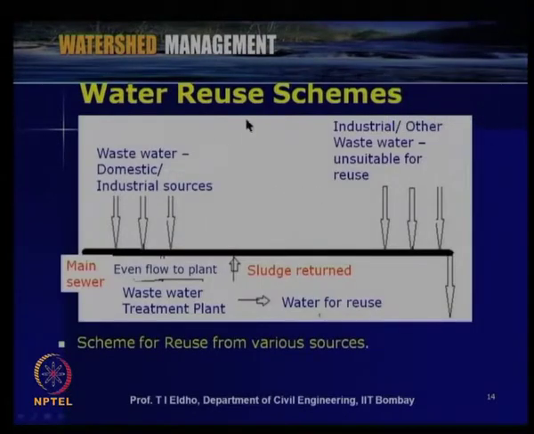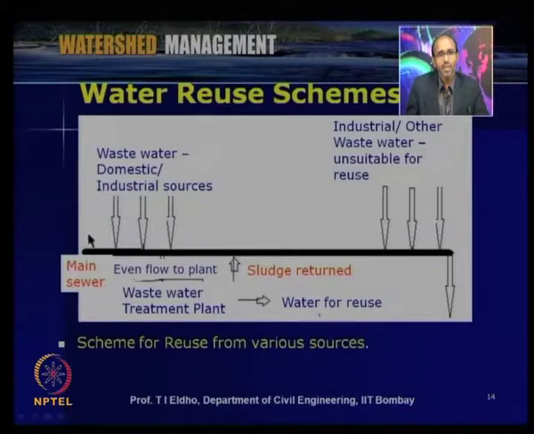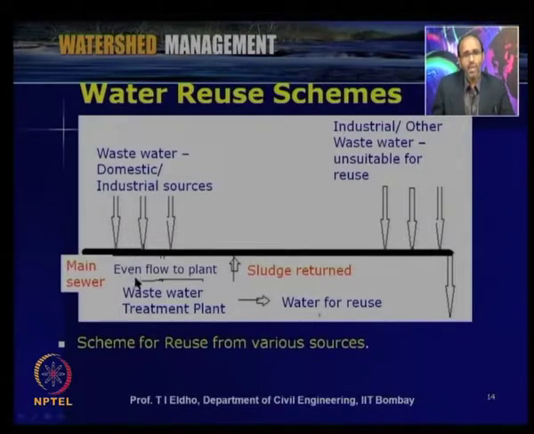When we look into water reuse schemes, we have to study the sewage water at various locations like the main sewer. The wastewater in the main sewer may be coming from domestic sources or industrial sources after treatment. Sometimes, if it is not much polluted, we can directly put it into the wastewater treatment plant.